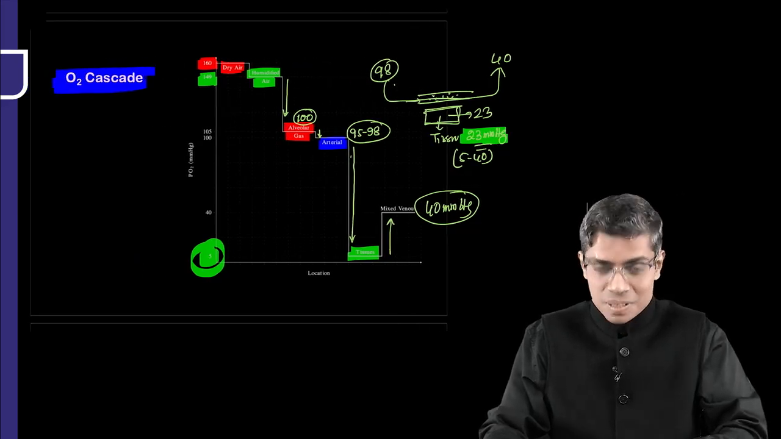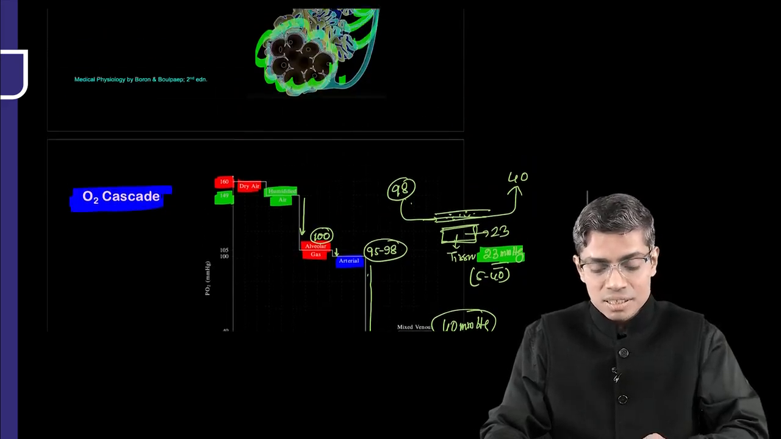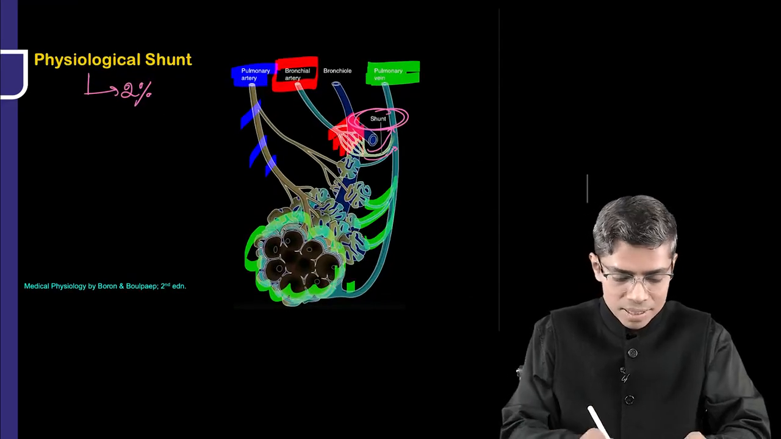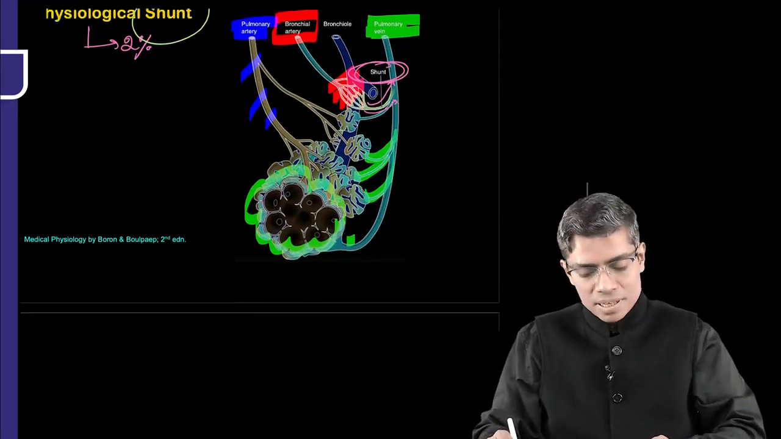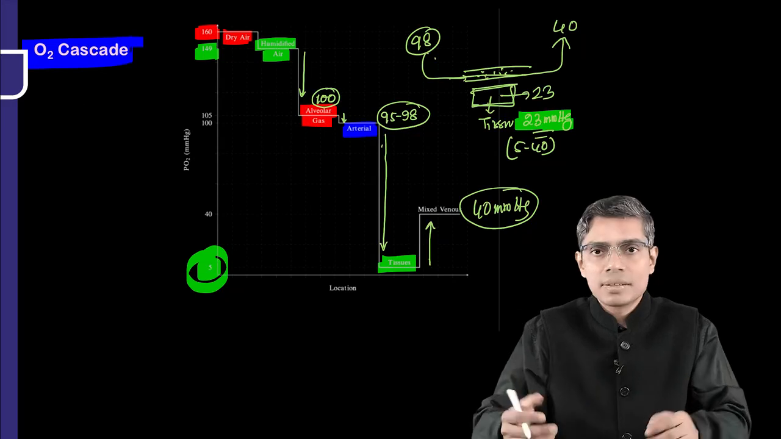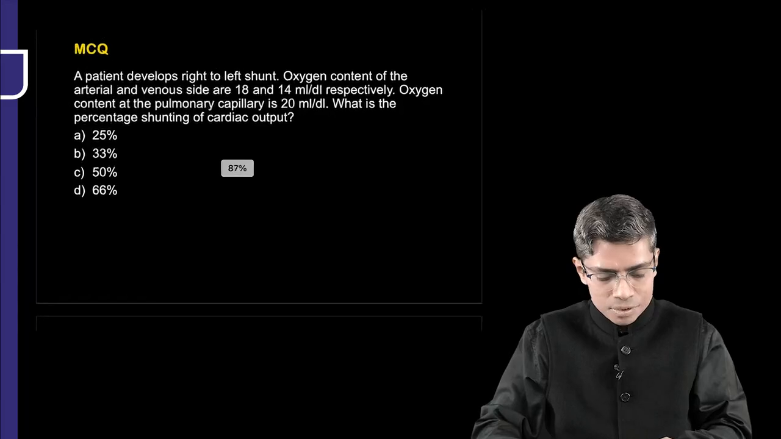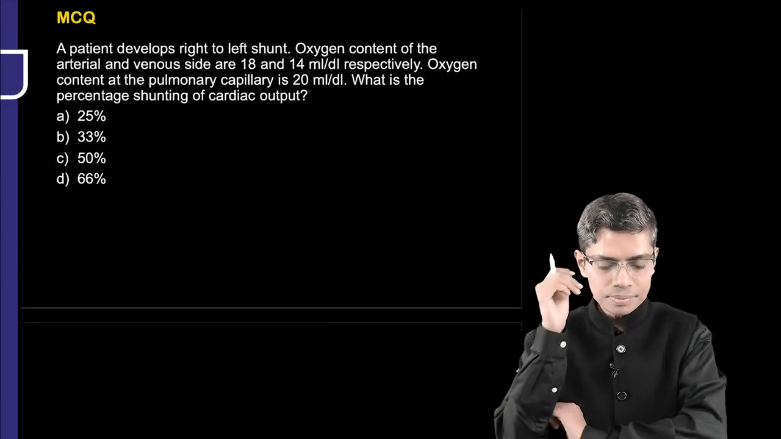Now we are going to conclude this session with one MCQ, and that MCQ is regarding the shunt fraction calculation. Earlier we have seen that there is a shunt. So if I ask you to calculate how much fraction of blood is going through the shunt, can you calculate that? What is the formula? Okay, first you look at this MCQ. It's a somewhat difficult MCQ.